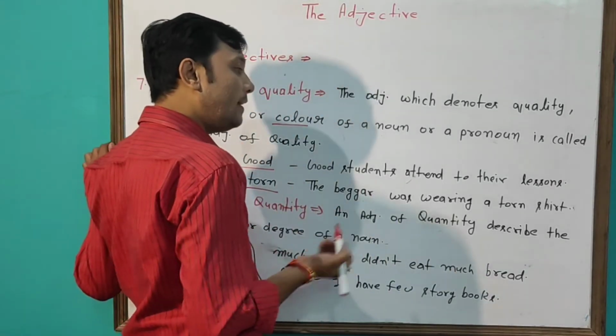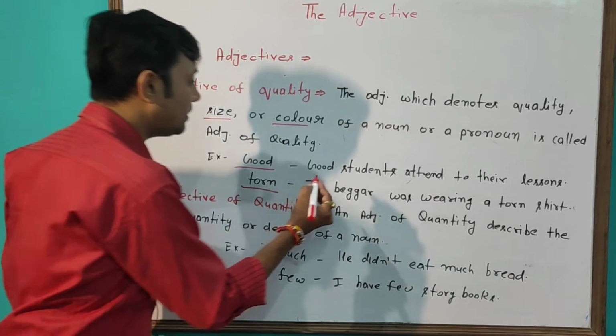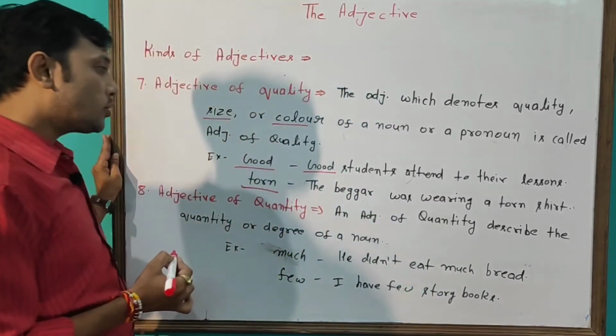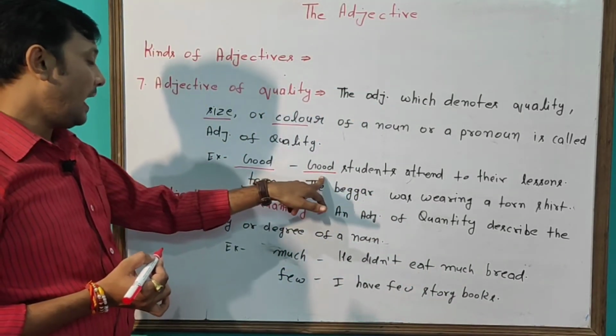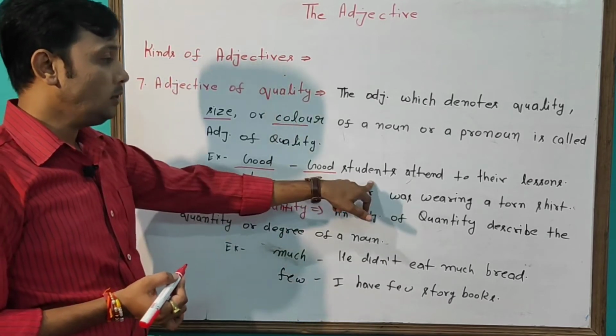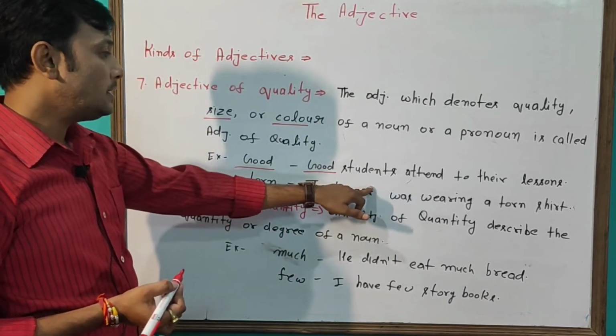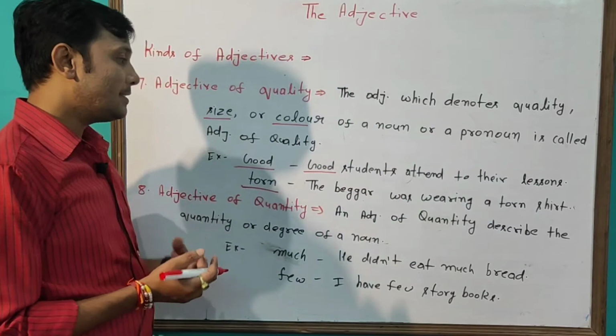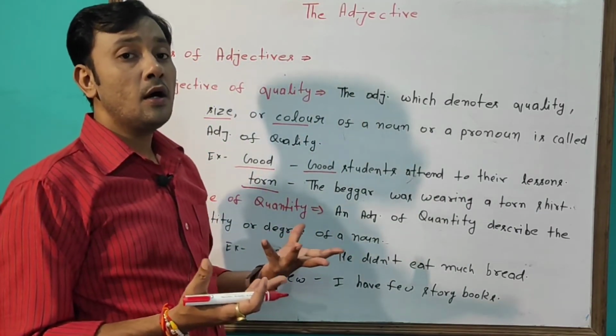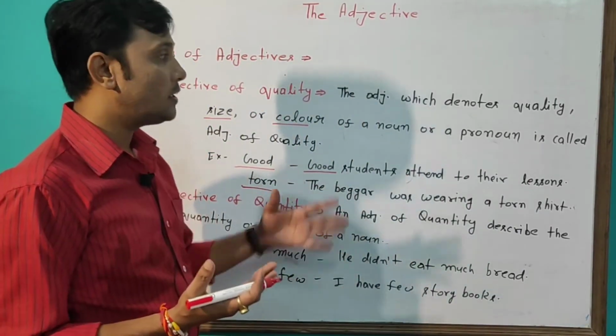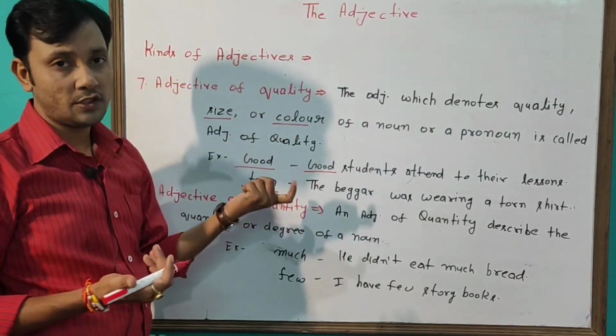Good students attend their lessons. Good students. What kind of students? Good is an adjective because it's describing a noun. What kind of students attend their lessons? Good students. So it is telling about the quality of the students.